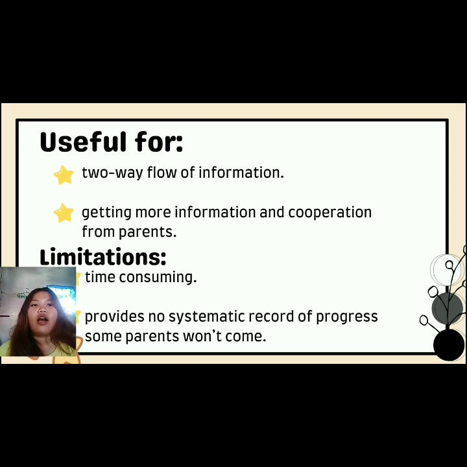So let's first discuss the usage of this type of grading and reporting system. It is a two-way flow of information. It gets more information and cooperation from parents. The limitation is that it consumes a lot of time, it doesn't provide a systematic record of progress, and some parents won't come to discuss it. So that's all for the types of the grading and reporting system. So again, there are 6 types of grading and reporting.